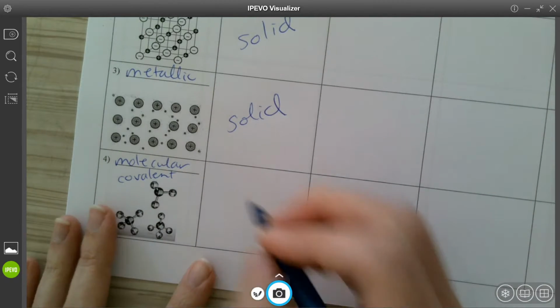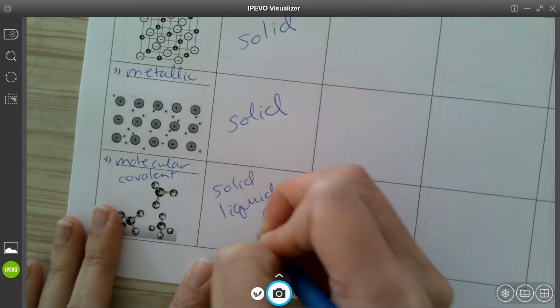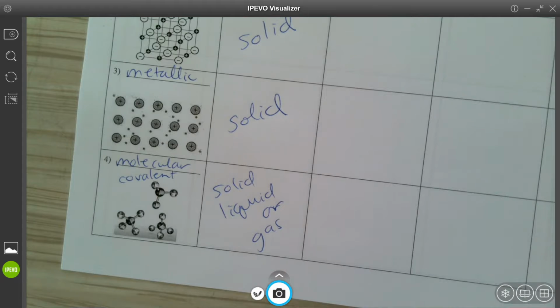Molecular covalent is where we get some variety. These are solid, liquid, or gas. Okay? There's a lot of variety among the molecular covalent. But in general, if you see any type of compound that's a liquid or gas at room temperature, it's molecular covalent. Okay? Any compound that's a liquid or gas at room temperature is molecular covalent.